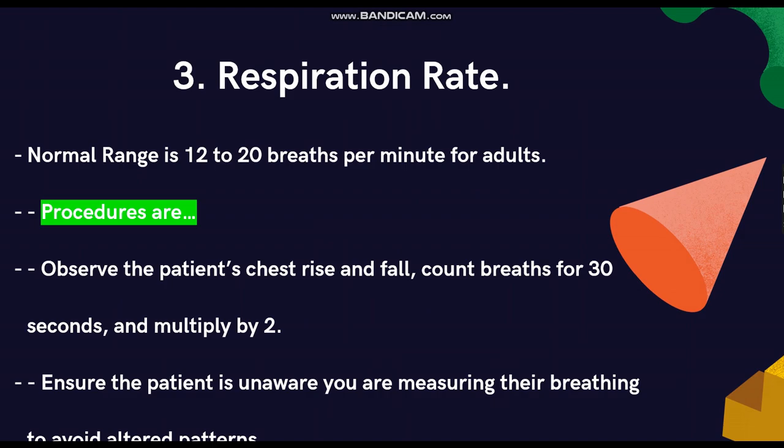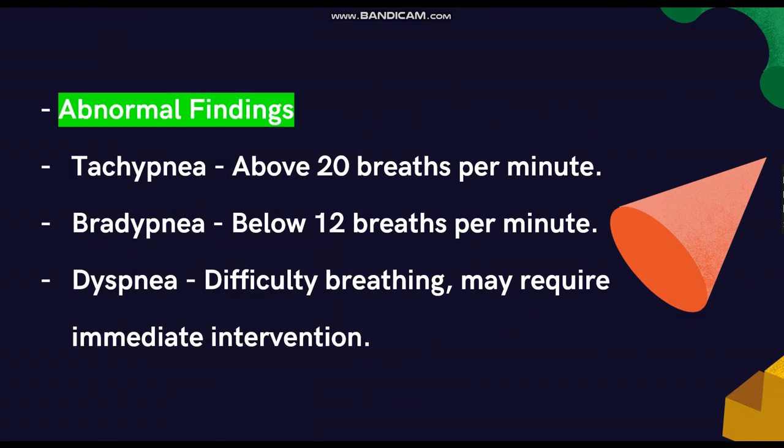Third one, respiration rate. Normal range is 12 to 20 breaths per minute for adults. Procedures: observe the patient's chest rise and fall, count breaths for 30 seconds, and multiply by 2. Ensure the patient is unaware you are measuring their breathing to avoid altered patterns.